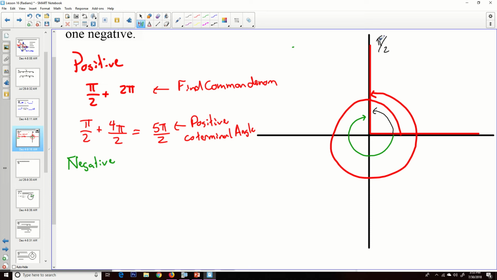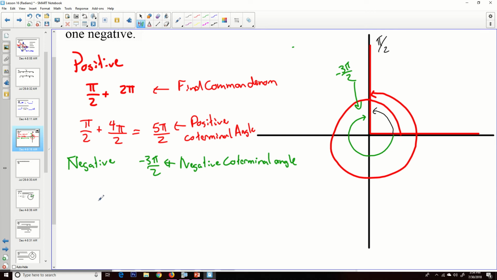Every quarter turn is pi over 2. So I go negative pi over 2, negative 2 pi over 2, negative 3 pi over 2. So this right here is negative 3 pi over 2. So negative 3 pi over 2 is my negative coterminal angle. All right, so how do I do this with a calculation? Well, it's not all the way around. It's pi over 2 away from being a full 2 pi radians.